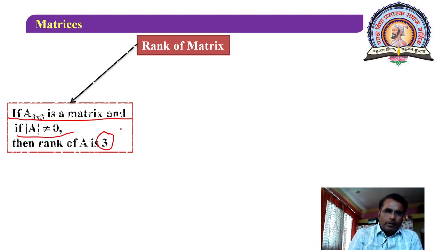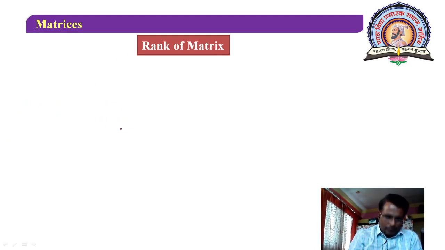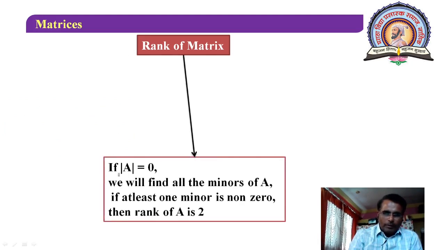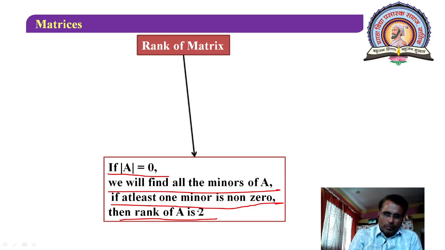But if determinant is equal to 0, then what happens? If determinant A is equal to 0, we can find all the minors of A, meaning all minors of order 2, determinants of order 2. There are 9 such determinants of order 2, and if at least one is non-zero out of them, then we will say that rank is 2.